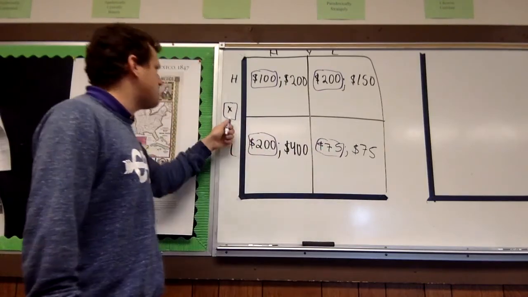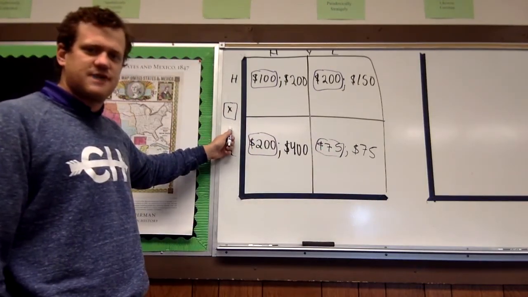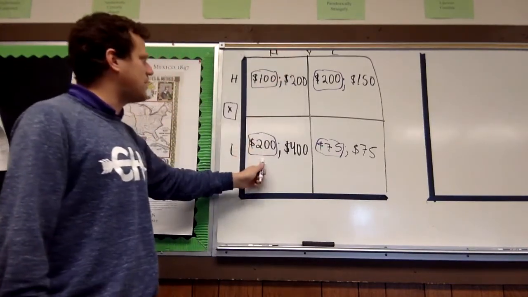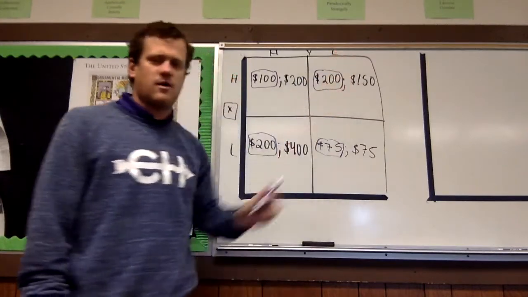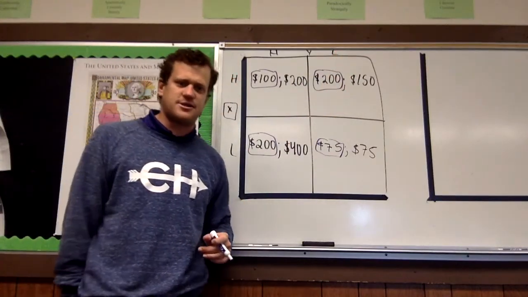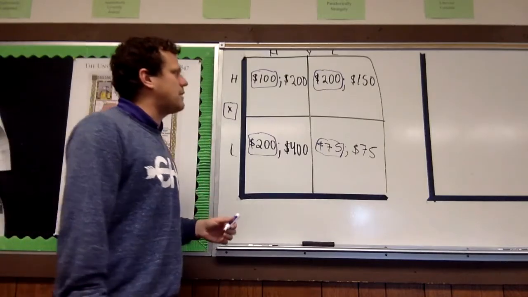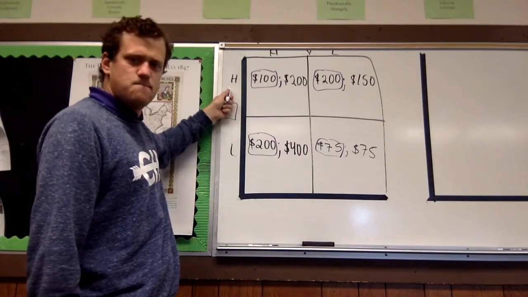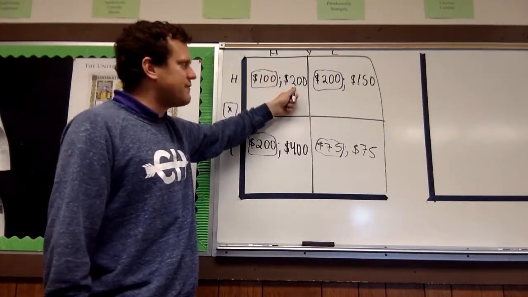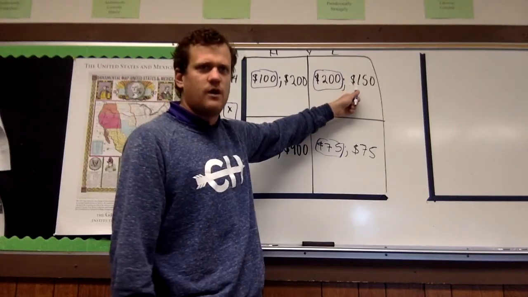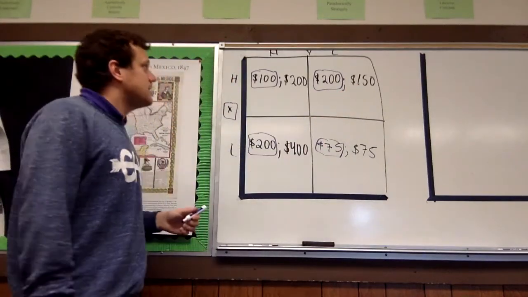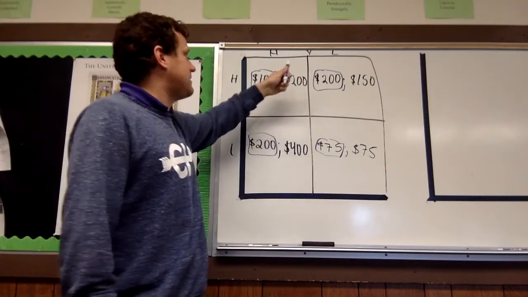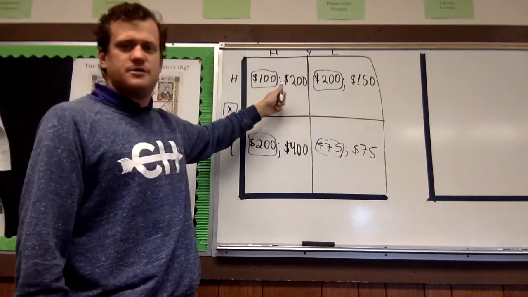So what we would say is that company X does not have a dominant strategy because if company Y goes high, they're going to go low. If company Y goes low, they're going to go high. So we would say that they don't have a dominant strategy. When we look at company Y, we're going to see, well, if company X decides to go high, then company Y can either go high for 200 or they can go low for 150. And 200 is greater than 150, so we would say that company Y would decide to go high level of output here.